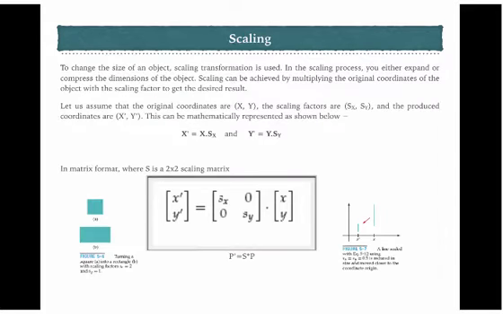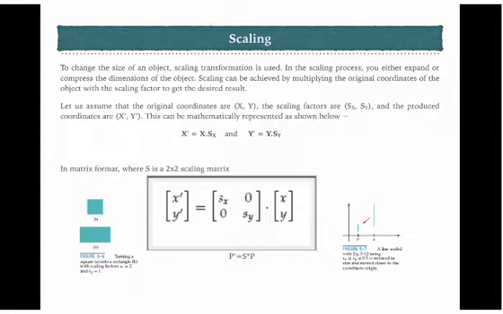Scaling. To change the size of an object, scaling transformation is used. In scaling process, you either expand or compress the dimension of the object. Scaling can be achieved by multiplying the original coordinates of the object with the scaling factor to get the desired result. Let us assume that the original coordinates x, y and the scaling factors are sx and sy, and the produced coordinates are x dash and y dash. This can be mathematically represented as shown below.